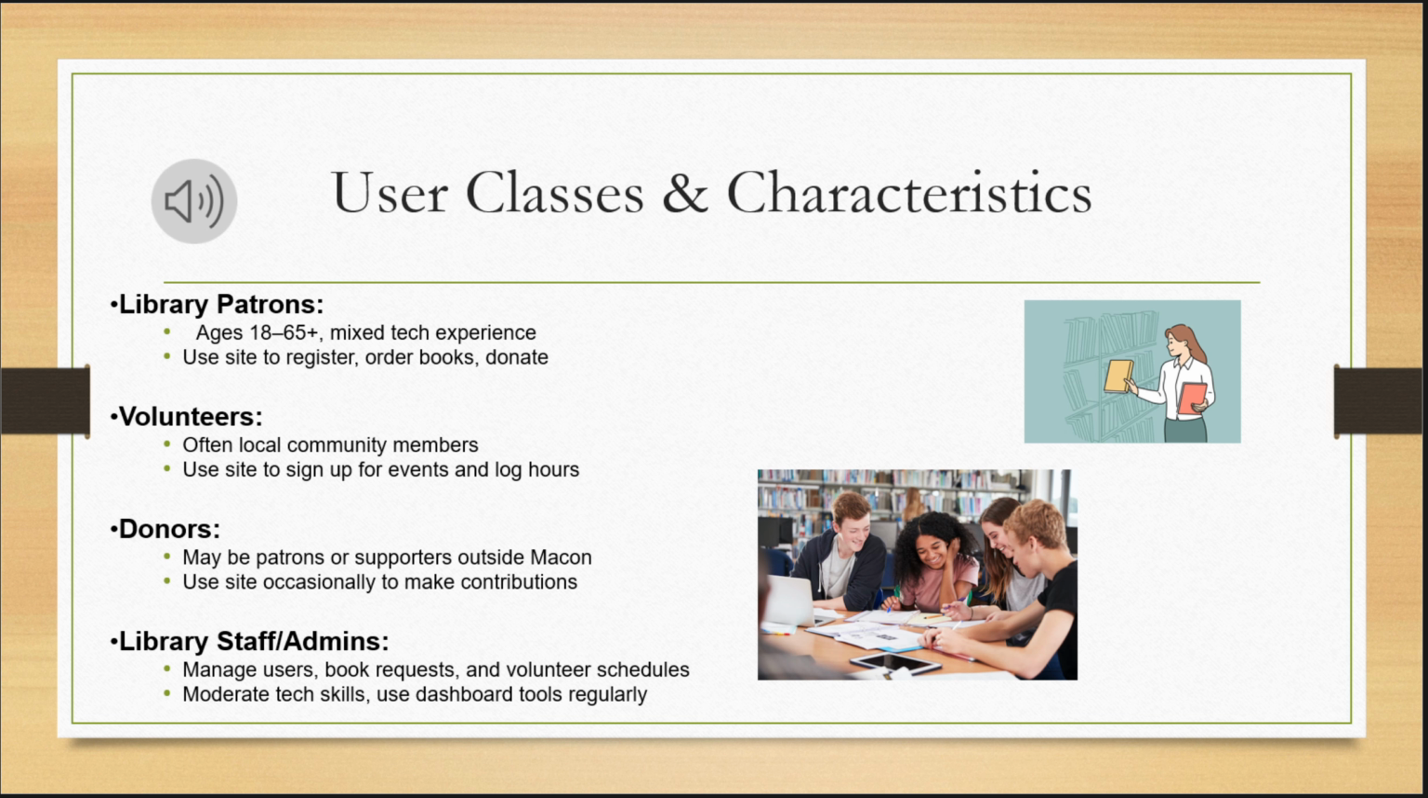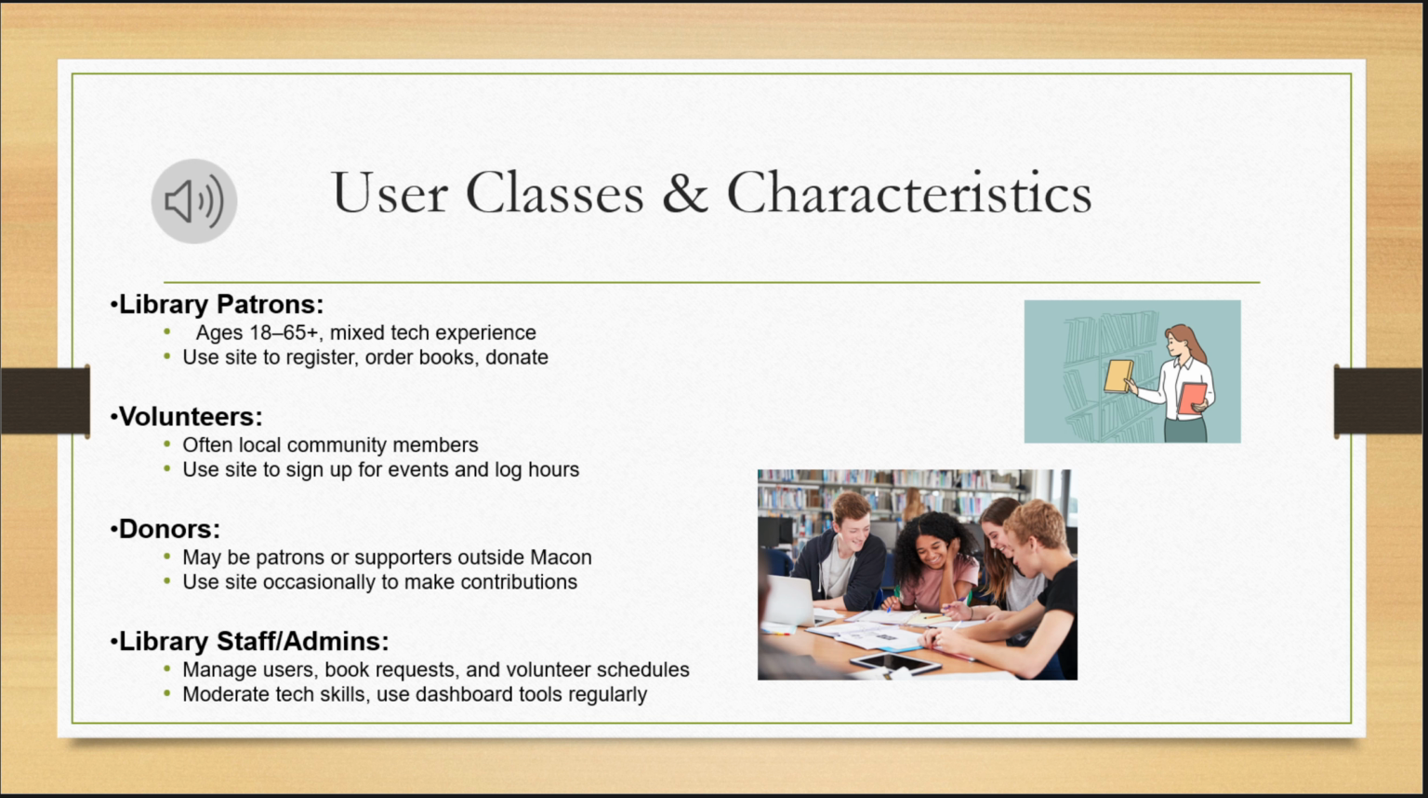So for the user classes and characteristics, these are going to be the classes of the type of people that are accessing the library website and the characteristics of them. For example, we have four different things: the library patrons, whose age ranges are varied, but they use the site to register, order books, or donate. We have the volunteers, which are local community members most of the time. They use the site for events and log hours.